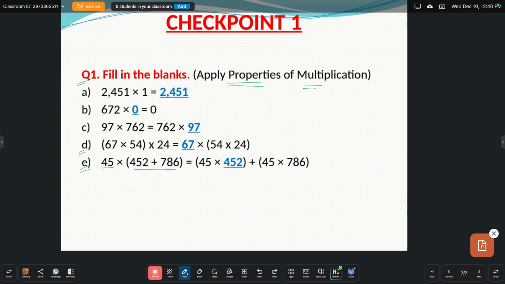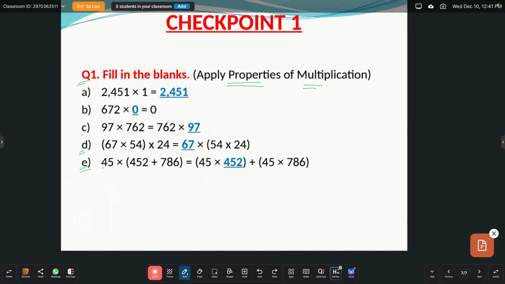See beta, here we are having the parenthesis, and inside the parenthesis there are the addends. And outside the parenthesis there is a number that is multiplied to these addends. Okay. So here we will use distributive property of multiplication over addition. Okay. So what will I write, beta?